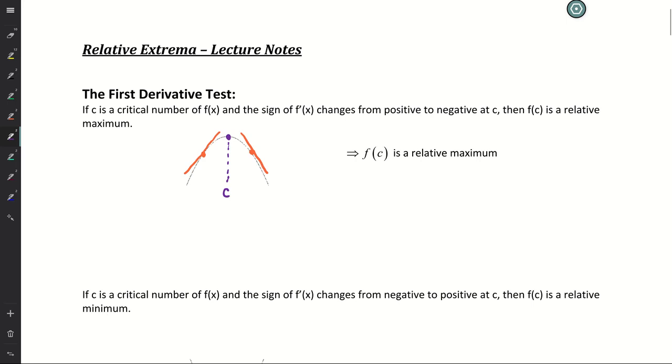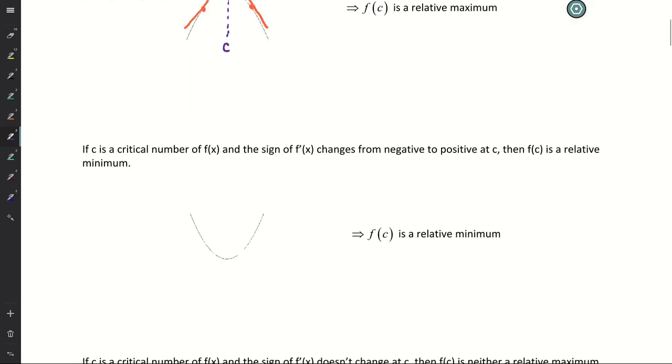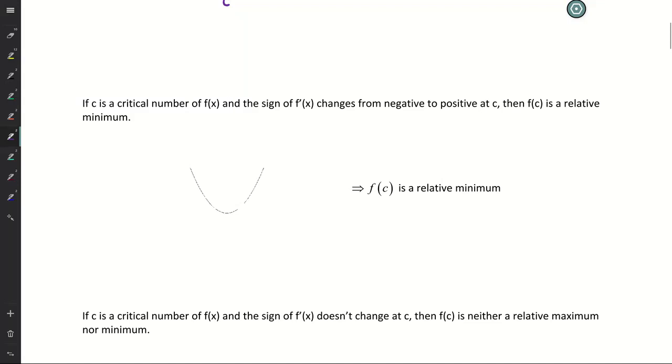Now remember that critical numbers must be in the domain of f of x, and that's important for this particular test. Okay, the second part of the first derivative test states that if c is a critical number of f of x, and the sign of f prime of x changes from negative to positive at c, then f of c is a relative minimum.